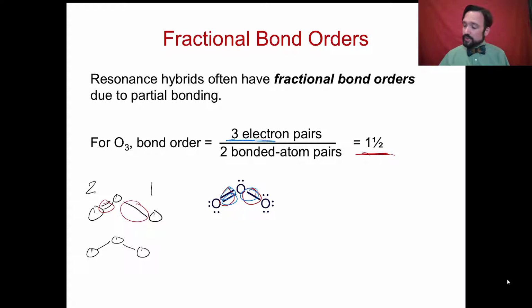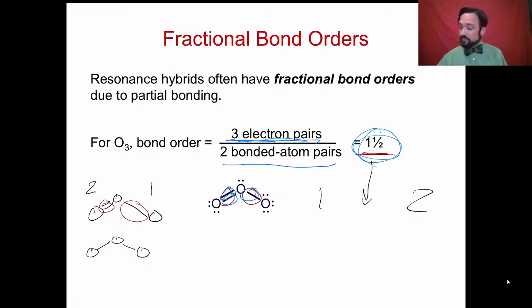That's where we get 3 electron pairs in the area, and we have 2 bonding areas, or 2 bonded atom pairs, right? 2 areas where bonds show up. So 3 pairs of electrons, 2 areas, 3 divided by 2 gives us that 1.5. So this is where we get our fractional bond order, right? It's somewhere between a bond order of 1 and a bond order of 2, which falls straight in the middle, which is where we end up with those bond lengths and strengths that are somewhere in between a single bond and a double bond.